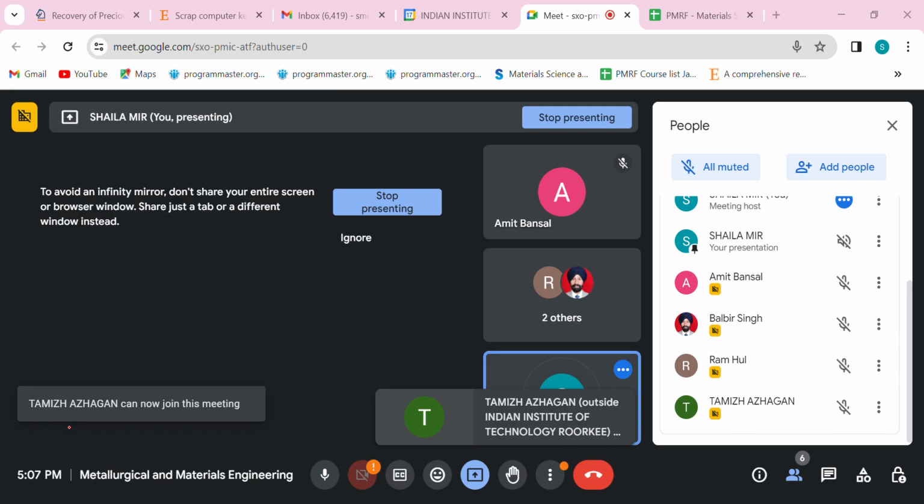Then we have another question: the Vickers indenter has dash angle between the opposite faces of a diamond. So what is the angle? Is it 90 degrees, 120 degrees, 136 degrees, or 180 degrees? 136. Yes, 136 is the right answer.